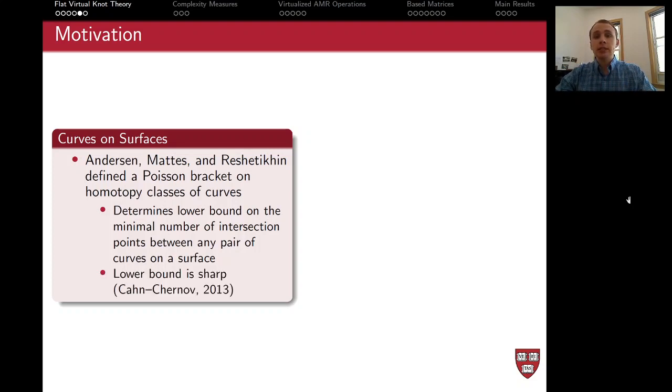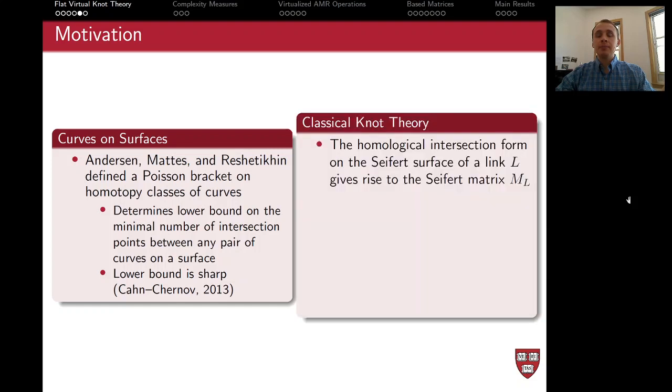But in 2013, Kahn and Chernoff proved that this lower bound is actually sharp. So we need to be a little careful with that, but this is a great tool for trying to capture the minimal number of intersection points. That would be a nice thing to bring to flat virtual links. And we'll see that we get some similar results depending on what we do. The other side of this is building off of work of Turaev, which is motivated by classical knot theory.